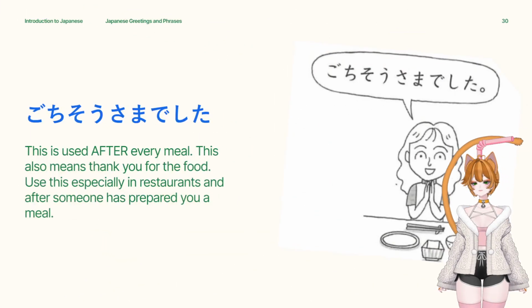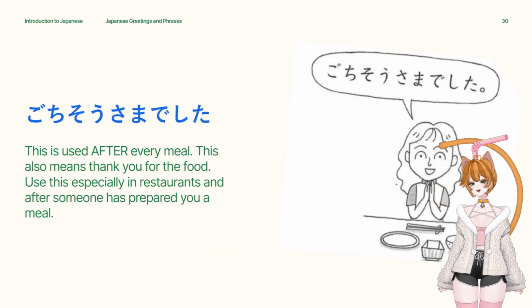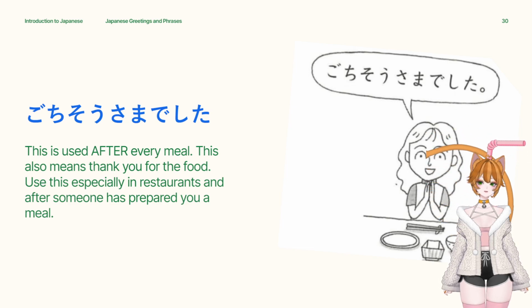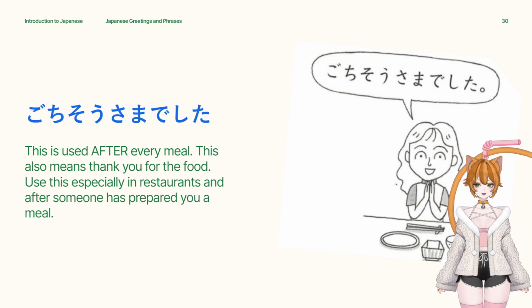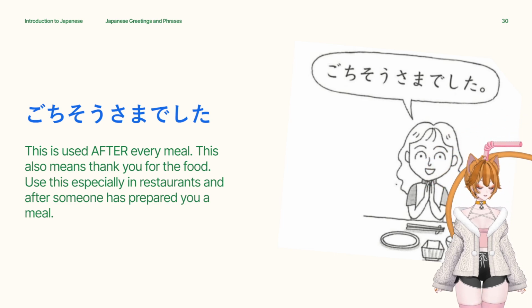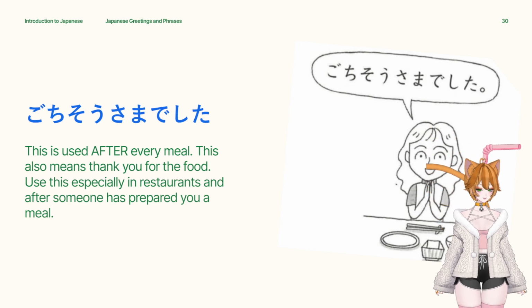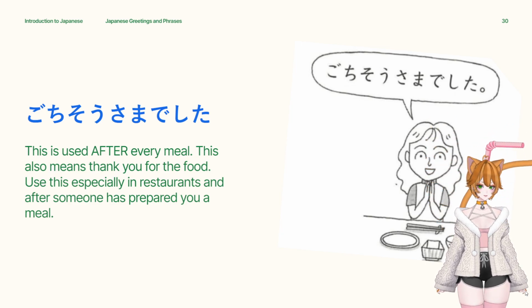Our next one. So this is what we use after every meal. I know I forgot the romaji again, so I will sound it out for you. But this is, again, after every meal, especially if we're getting cooked for or we are going to a restaurant. Gochiso sama deshita. This is, like I said, especially in restaurants and when someone is cooking for you. It's another thank you for the meal, but after you eat.